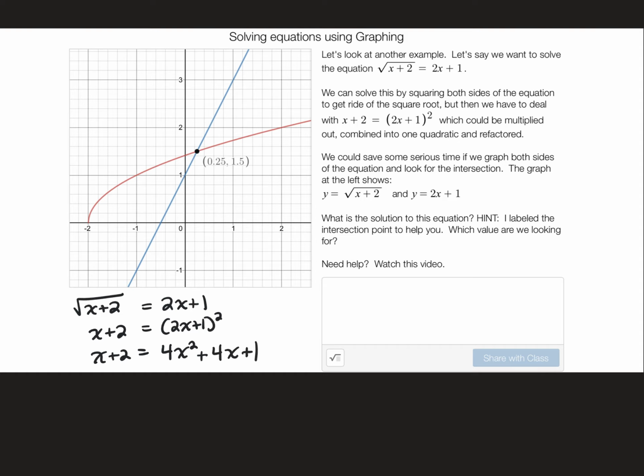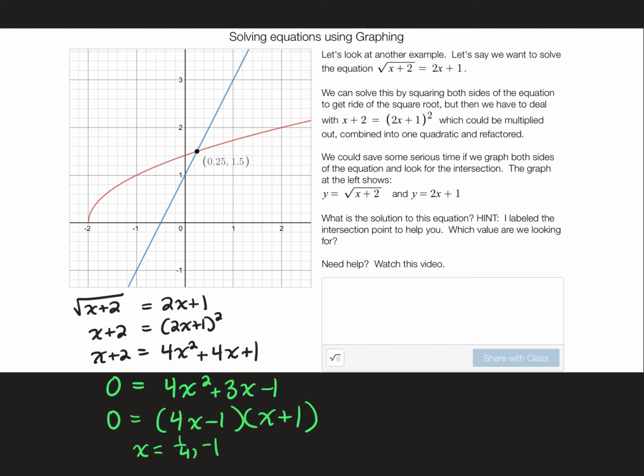And then we'd have to go ahead and get everything on one side, which would look like this. And then we'd have to factor. Now, we could find our two solutions. Those two solutions would be x equals 1/4 and x equals -1. Now we're going to compare that to what we get when we use the graph.